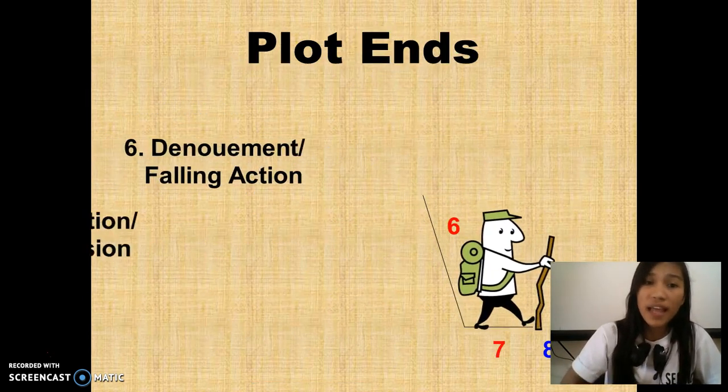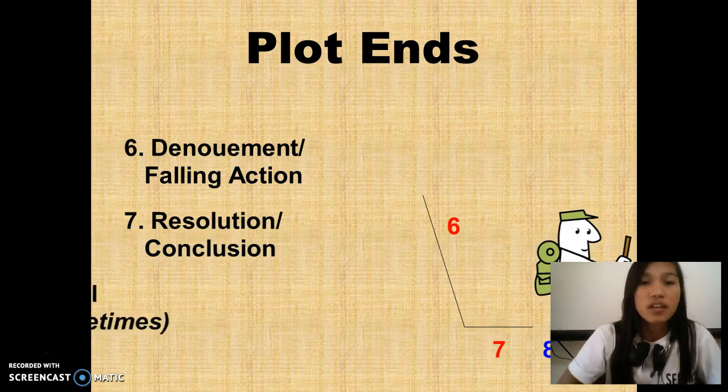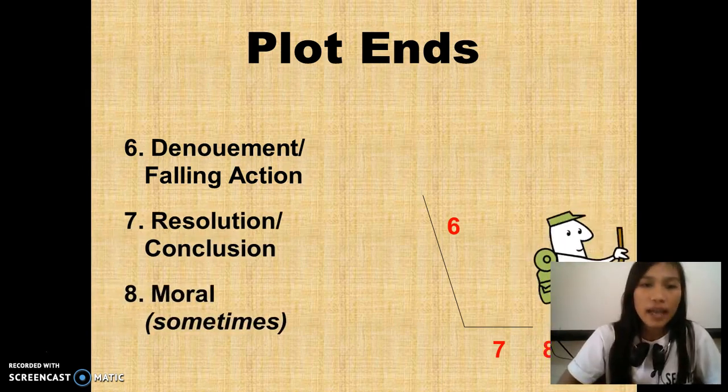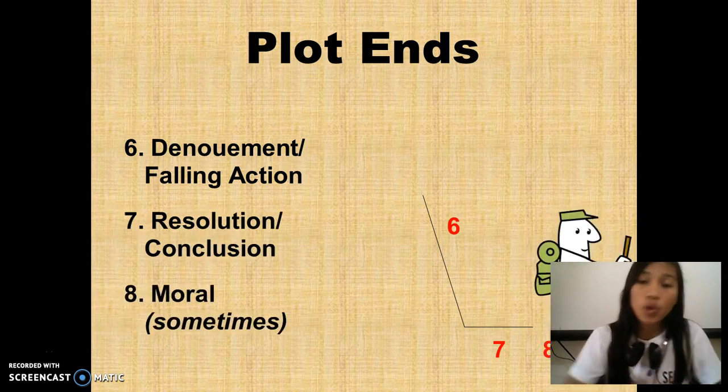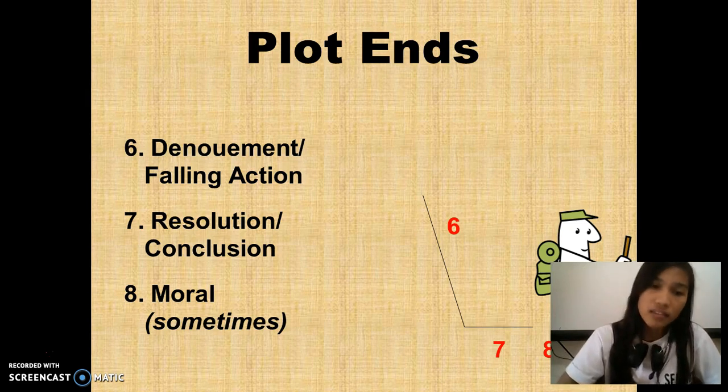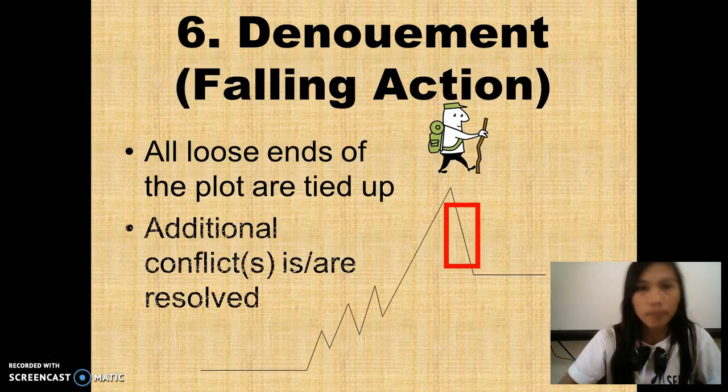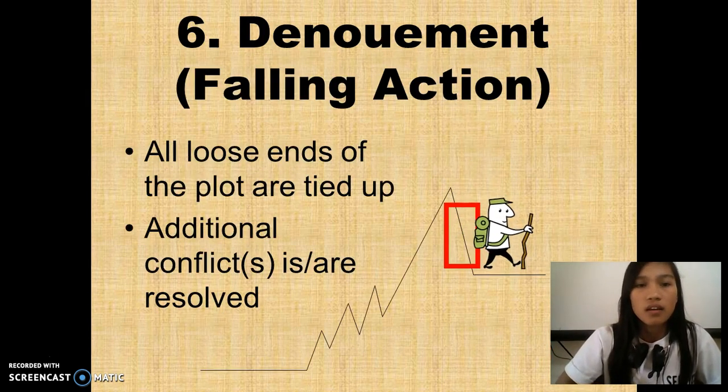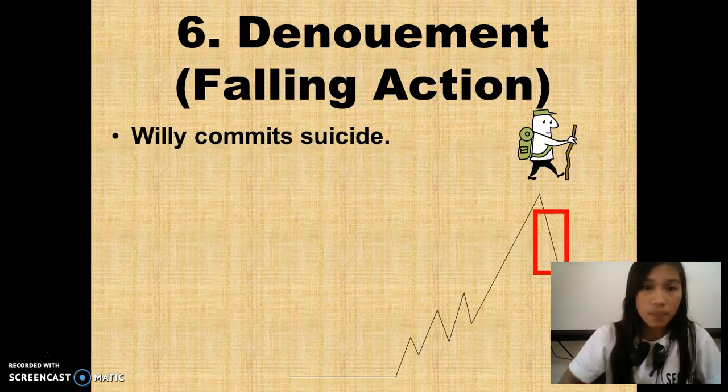So where the plot ends, it includes the denouement, the falling action, the resolution or conclusion, and the moral. Let's proceed to the denouement or the falling action. All loose ends of the plot are tied up and additional conflict is resolved. In the story, let us see how it is resolved.